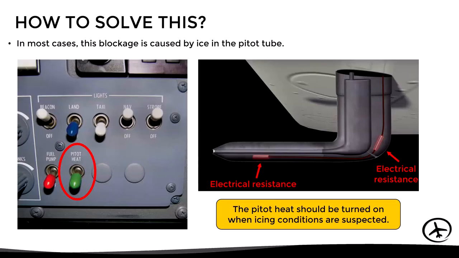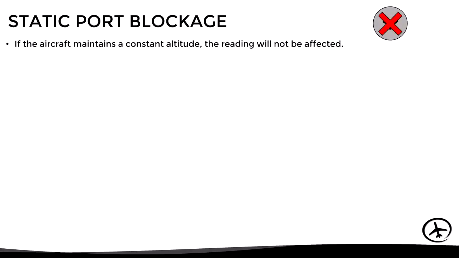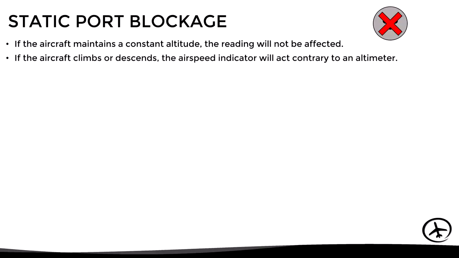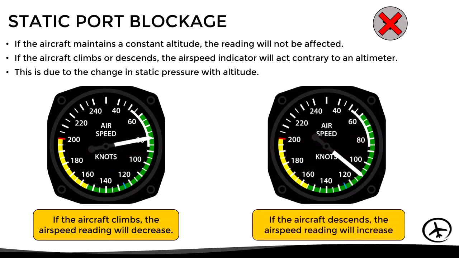So far, we have already seen what happens when the pitot tube gets blocked. Let's see now how the instrument reacts to a static port blockage. In this case, as long as the aircraft maintains a constant altitude, the airspeed reading will not be affected. However, if the aircraft climbs or descends, the airspeed indicator will act contrary to an altimeter. So, in other words, we have exactly the opposite reaction to a pitot tube blockage. In this case, if the aircraft climbs, the airspeed reading will decrease, while if the aircraft descends, the reading will increase.